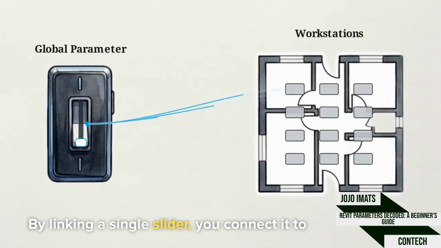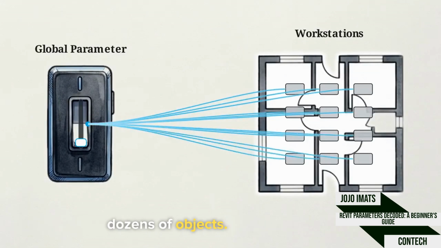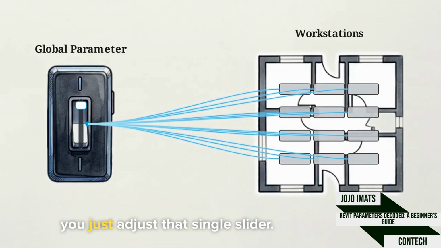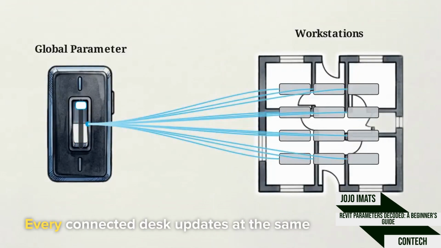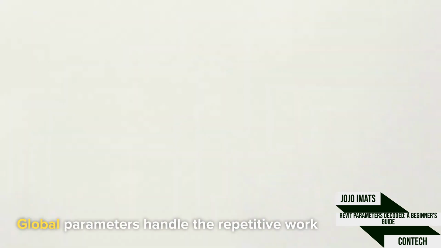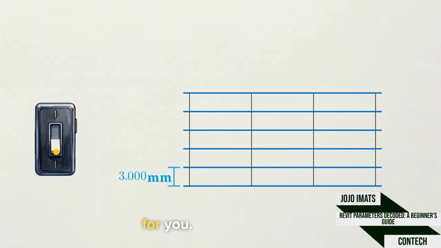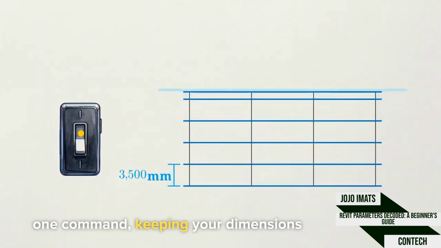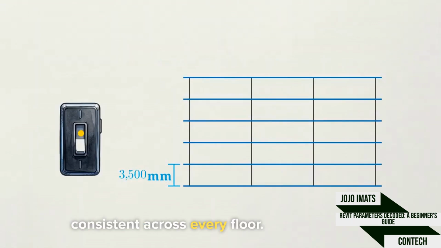By linking a single slider, you connect it to dozens of objects. If a client wants every workstation wider, instead of modifying each desk individually, you just adjust that single slider. Every connected desk updates at the same time. You can finish in seconds what would otherwise take an afternoon of repetitive manual updates. Global parameters handle the repetitive work for you. They allow you to update the entire model with one command, keeping your dimensions consistent across every floor.